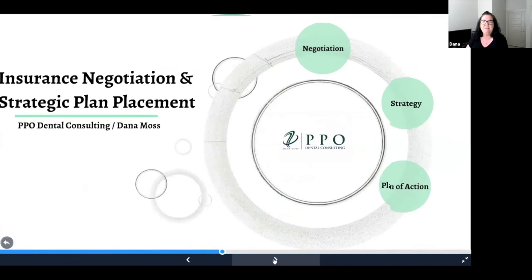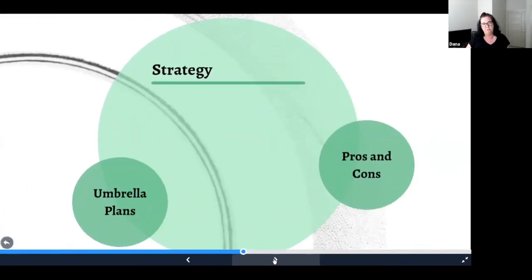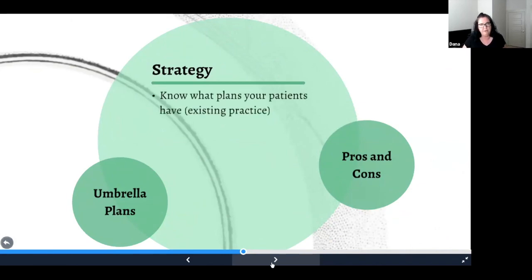Okay. So number 2, strategies. Now we're going to touch real briefly here, because I want to get right into plan of actions. So first thing I want you to do is I want you to know what plans your patients have. Now, if we've already figured that out because of negotiations, we already have that in our information. It doesn't matter.